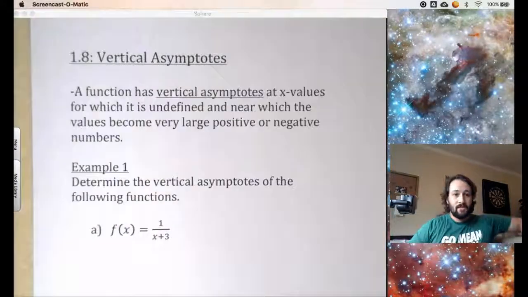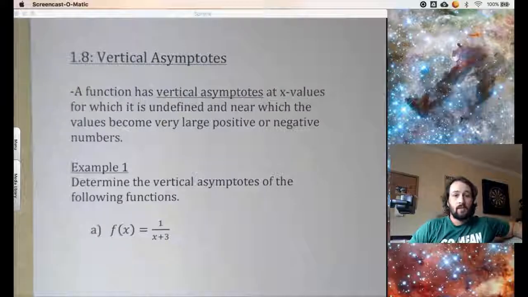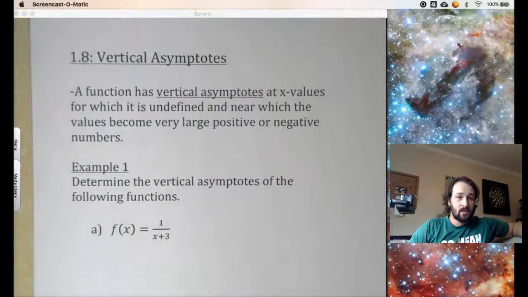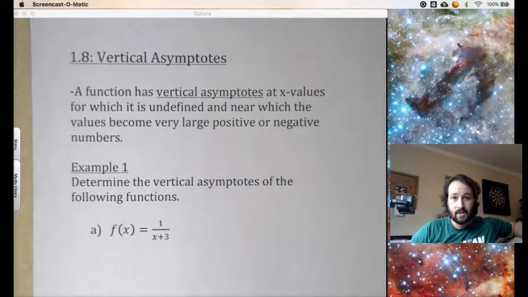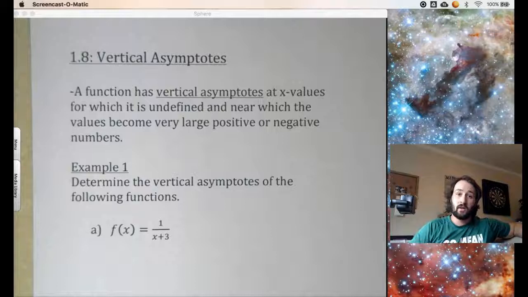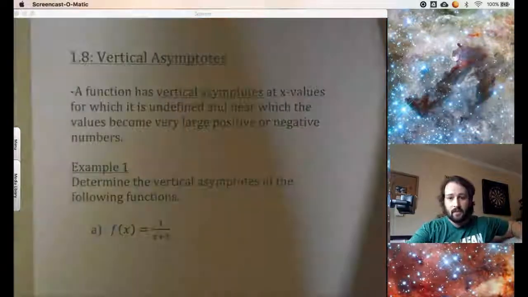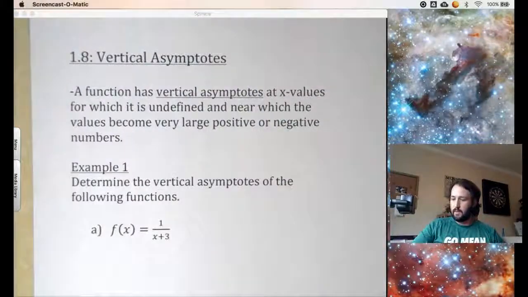What we're going to be talking about is vertical asymptotes. So a function has a vertical asymptote at x values for which it is undefined. So remember, that's dividing by 0. And near which the values become very large positive or very large negative numbers. So let me show you what that looks like with this first example right here.